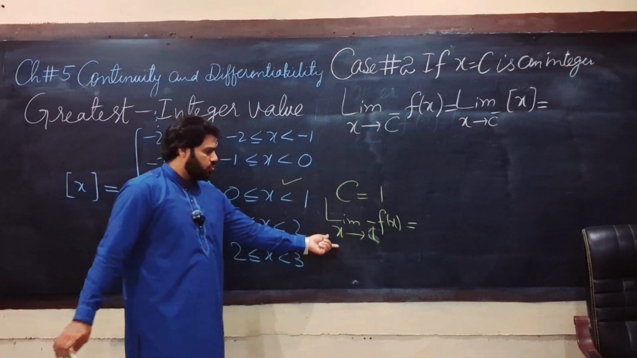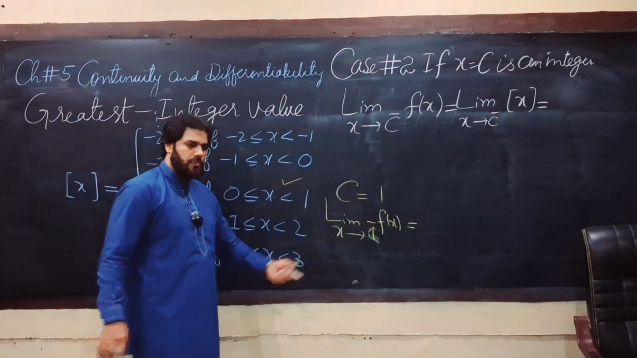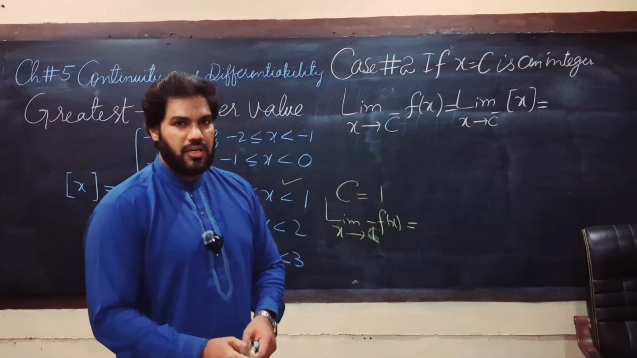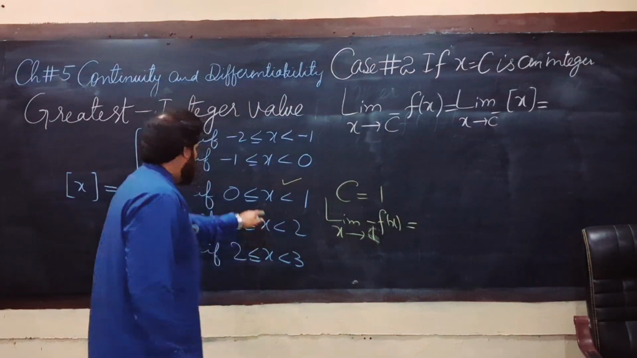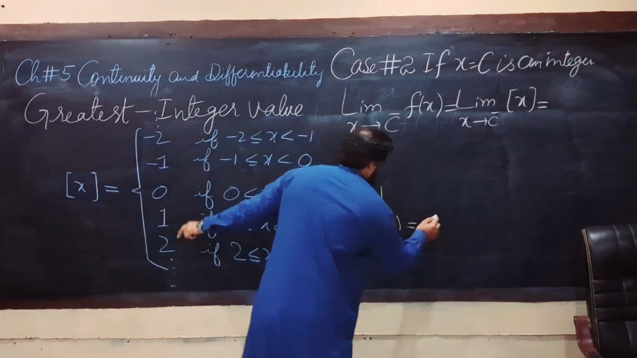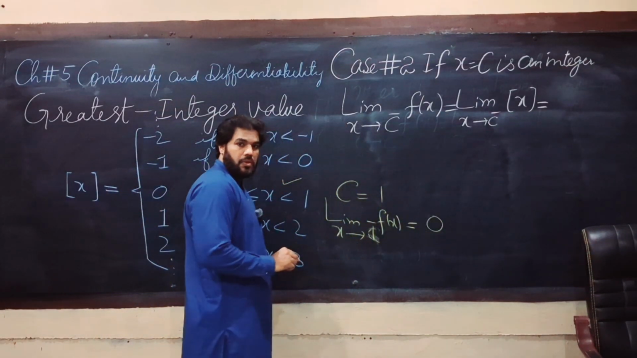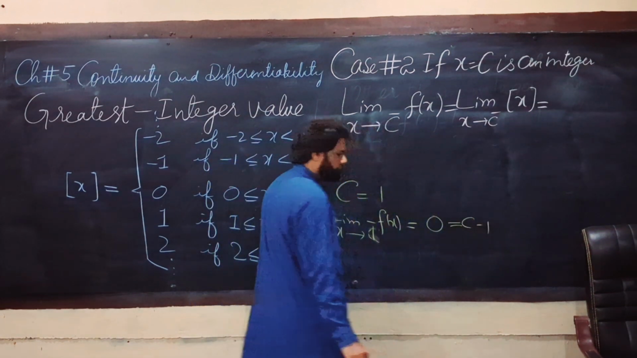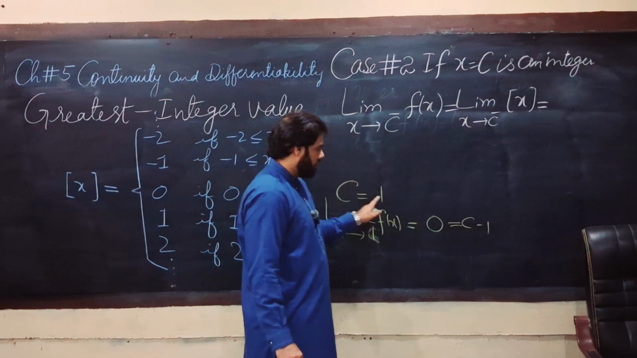In this interval, our x is less than 1, and I have to calculate the left hand limit. Left hand limit means you have to choose that part of the interval in which x is nearly close to 1 but should be less than 1. So in this part, the value of the function is 0. Can I say that this is actually c minus 1? What is c? c is 1. 1 minus 1, this is 0.